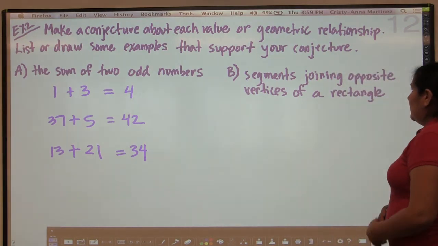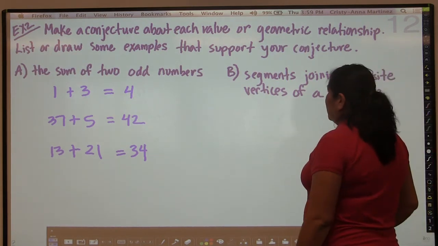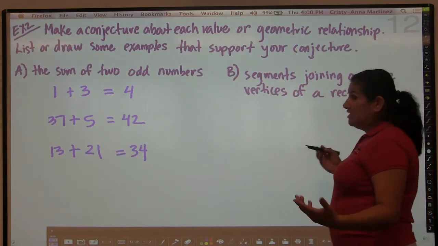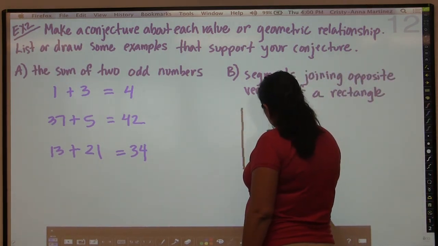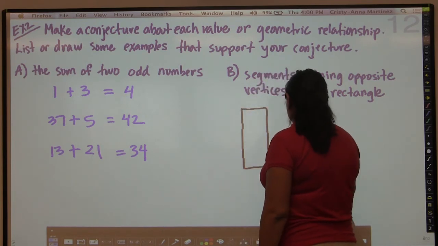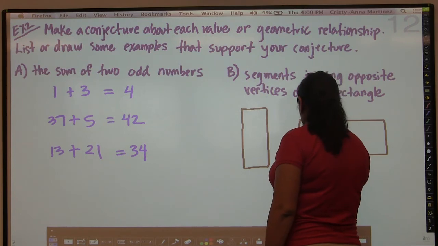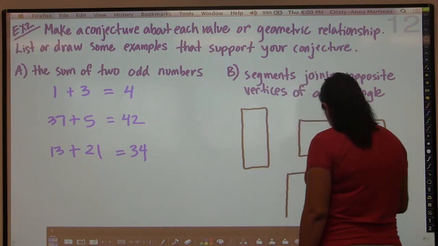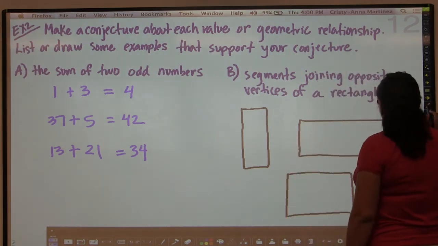In part B, it says segments joining opposite vertices of a rectangle. They want us to make a conjecture about that. So what you want to do is start off by drawing a series of different rectangles. So I can make one like this. It doesn't really say how many examples you have to have, but I'm just going to put maybe 3. And I'm just drawing some different sized rectangles. And you could probably use a ruler, it'd probably be better.